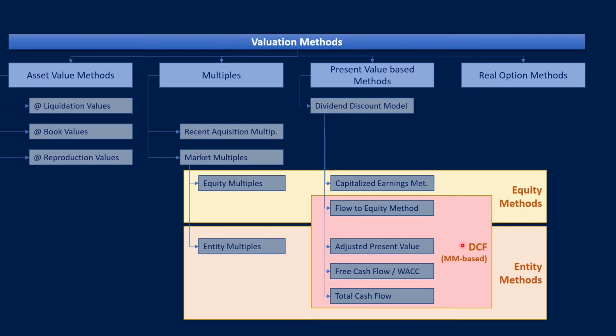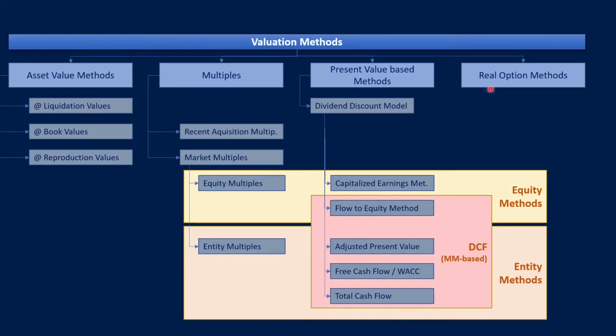In the late 70s, the discounted cash flow methods were adjusted for the Modigliani-Miller theory. Modigliani-Miller, we go into that later on, made a theory about the financing of every company. And so within the DCF models, we see the flow to equity method, which is an equity method, and the three entity methods again: the adjusted present value, the free cash flow, and the total cash flow method.